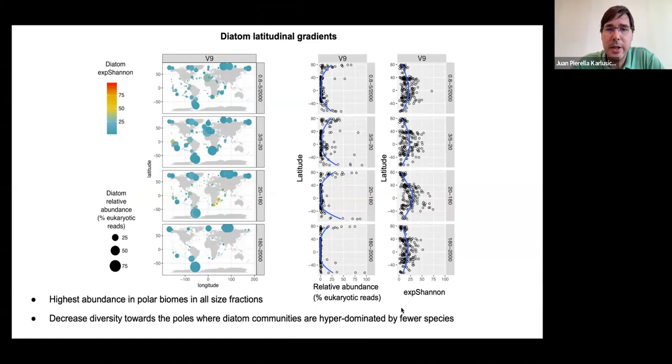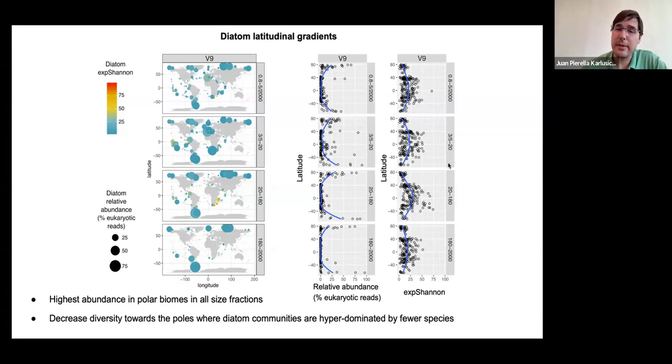So here I am now showing the latitudinal gradient of diatoms. Each row in the maps corresponds to a size fraction, with the smaller size fraction at the top and the larger at the bottom. The first scatter plot corresponds to the latitudinal gradient in terms of abundance. It is clear that the highest abundance of diatoms occurs in polar biomes. But in addition, for a smaller size fraction, there are some places where they are highly detected, as you can see in the Mediterranean Sea or in the South Pacific.